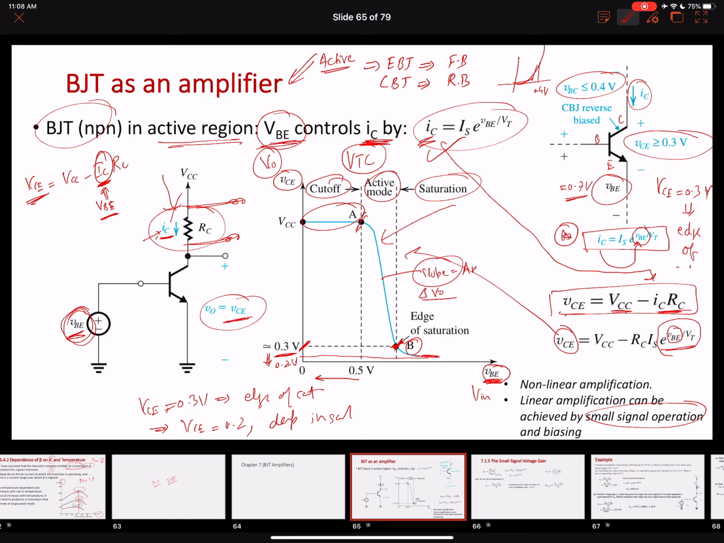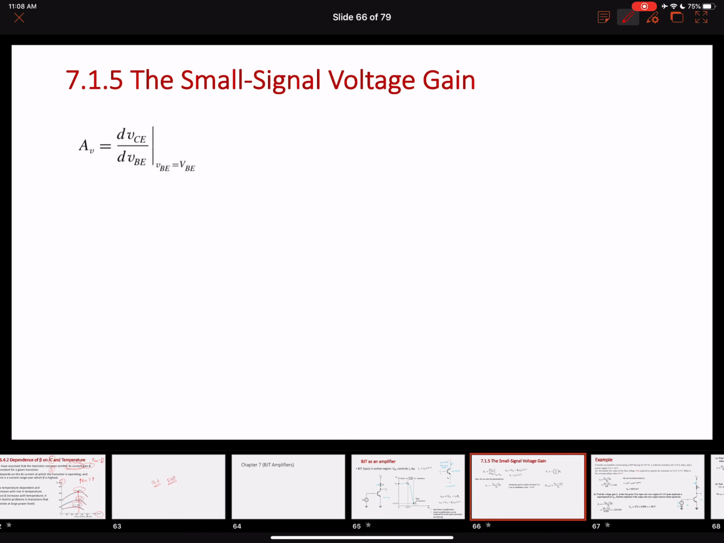Voltage gain will be delta V naught over delta VI, so delta VCE over delta VBE will be the voltage gain, right? We can easily find this by taking the slope or the derivative of this curve. If you take the derivative of your output with respect to the input VBE, you will find the voltage gain, which is essentially the slope of the voltage transfer characteristics in the active mode of operation.